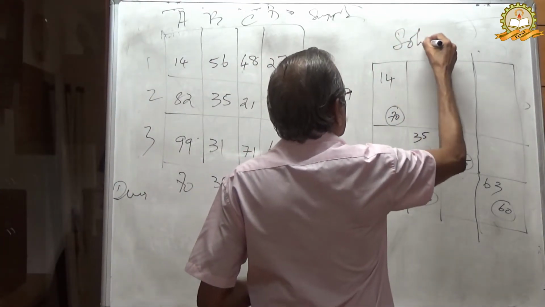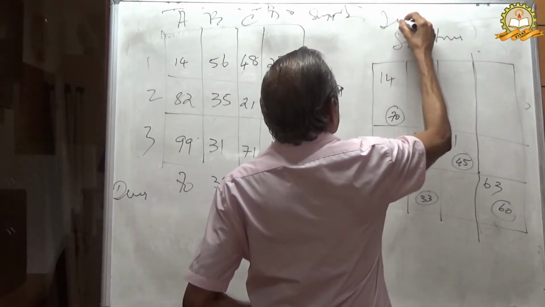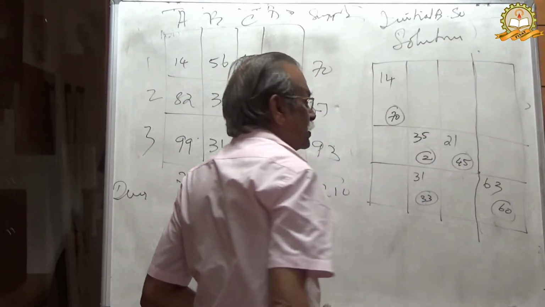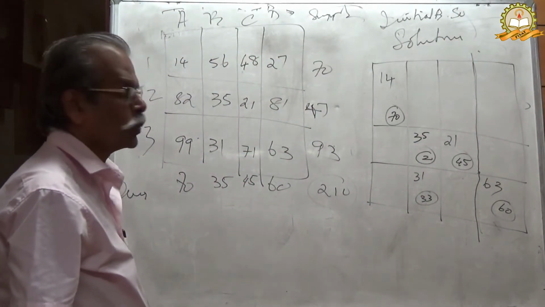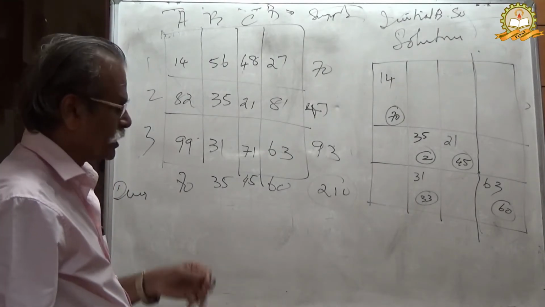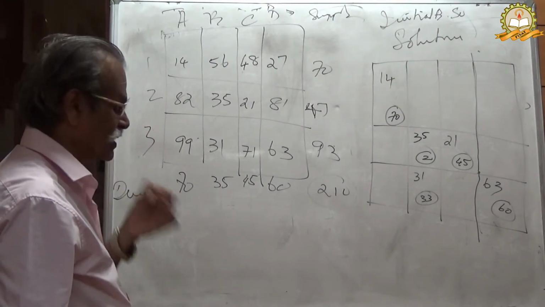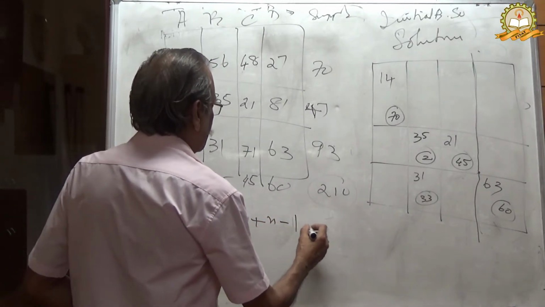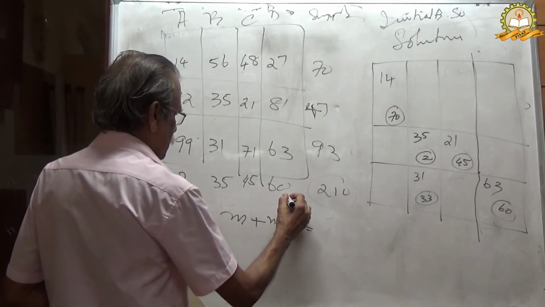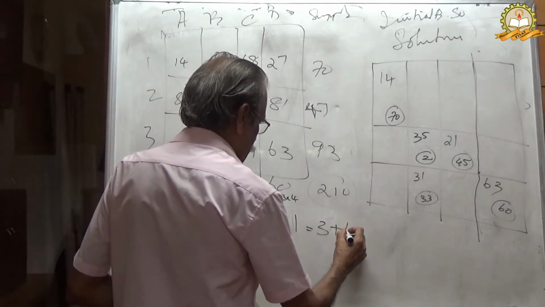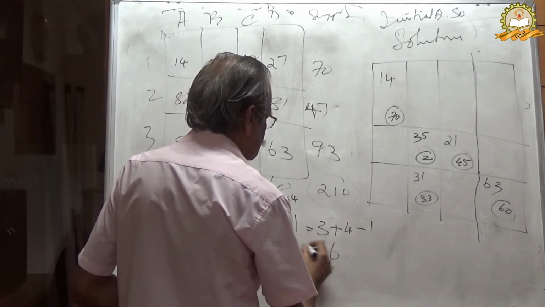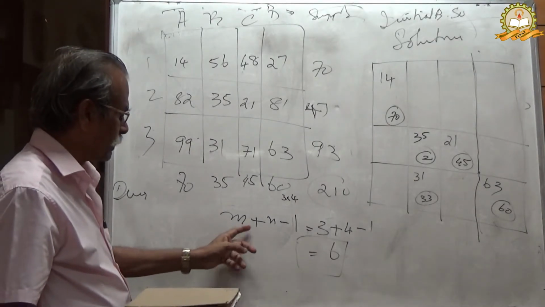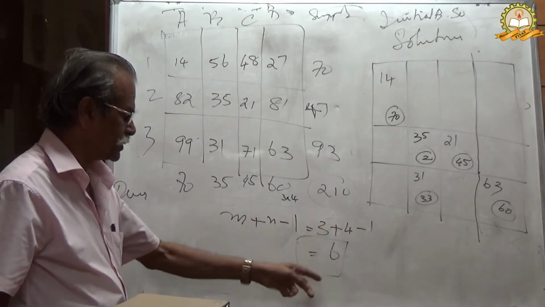You can note down the solution as this. Initial solution. Initial basic solution. Here we observe, as per rule, m plus n minus 1 equal to 3 rows plus 4 columns minus 1 equal to 6.